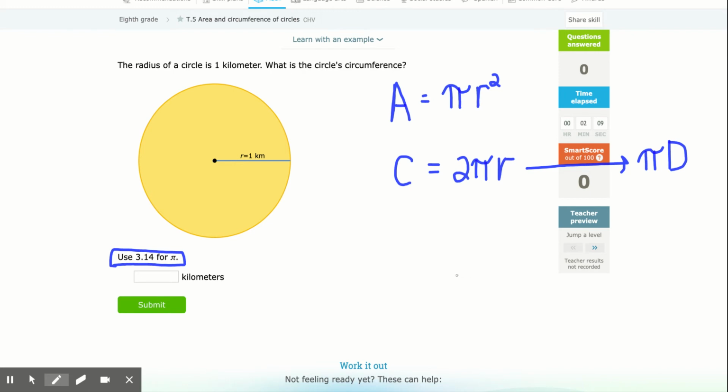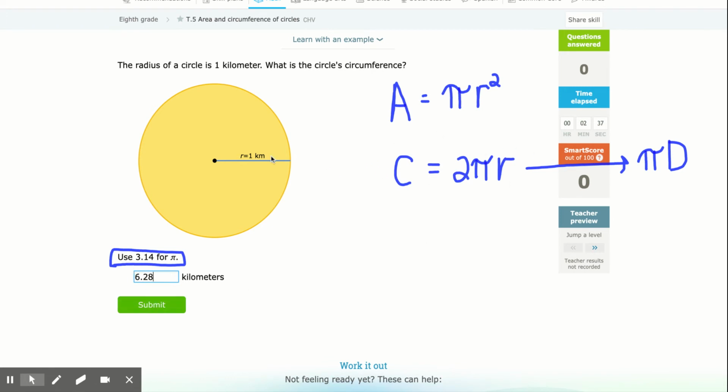So all I need to do to find the circumference is take the radius, times it by 3.14, and then double it. Or take the diameter, which is 2, times it by 3.14, and get 6.28. So again, do not use the pi button for this lesson. Just use 3.14 or do what the IXL program asks you.